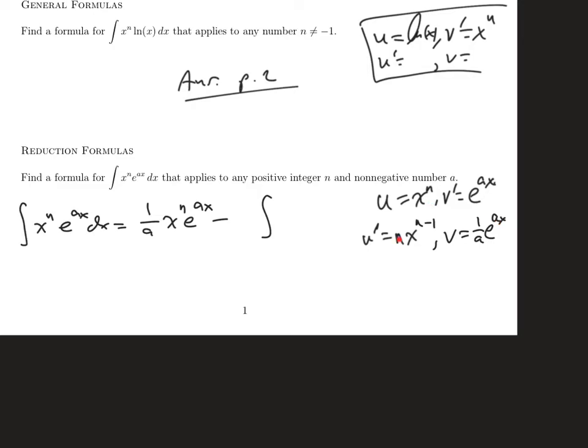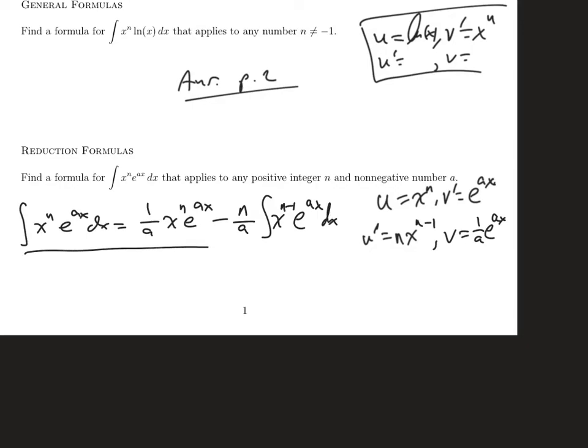So in this formula, the n is a number, an unspecified number. The 1 over a is an unspecified number. So I'll go ahead and multiply those two things together, n times 1 over a, and like I've been doing in other problems, I'll pull that out in front of the integral. Since that does not have an x in it, the x is the variable for integration, there's nothing wrong with doing that. And then inside the integral, I'll have x to the n minus 1 e to the ax.